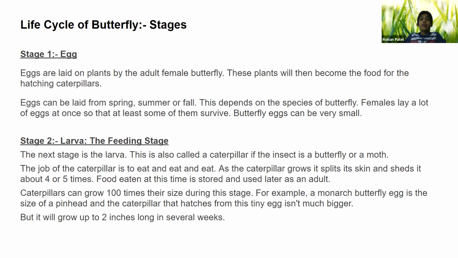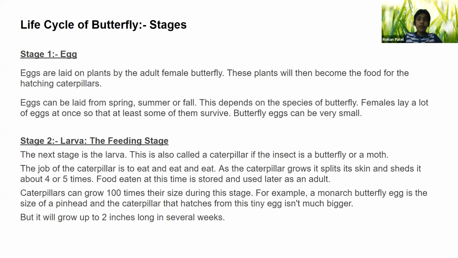Then we have the larva, which is the feeding stage. This is also called a caterpillar if the insect is a butterfly or a moth. The job is to eat and eat and eat. As the caterpillar grows, it splits its skin and sheds about 4 to 5 times. Food eaten at this time is stored and used later as an adult. Caterpillars can grow up to 100 times their size during this stage.